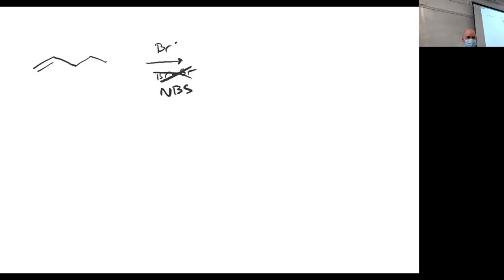Okay, so looking at this molecule right here, Casey, where do you think it would be most stable to have a radical? A, B, or C? Why? Okay, B also has 2 carbon neighbors. You were correct.